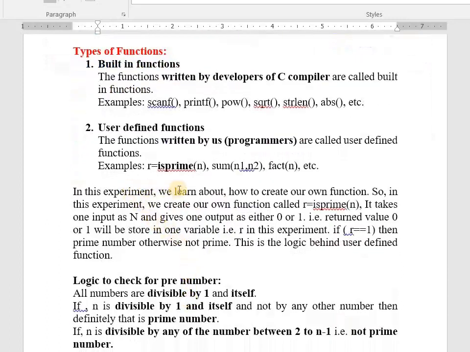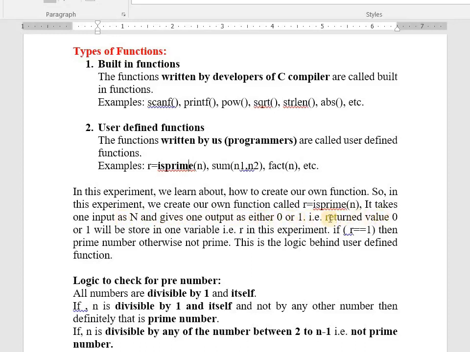In this experiment, we learn how to create our own function. In this experiment, we create our own function called isPrime. It takes one value and gives one value back. It takes one input as n and gives one output as either 0 or 1.